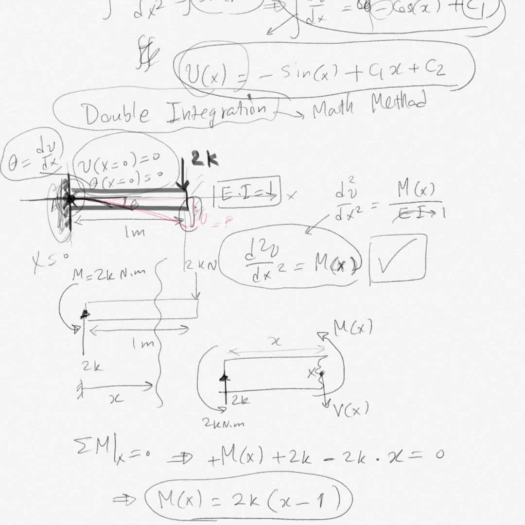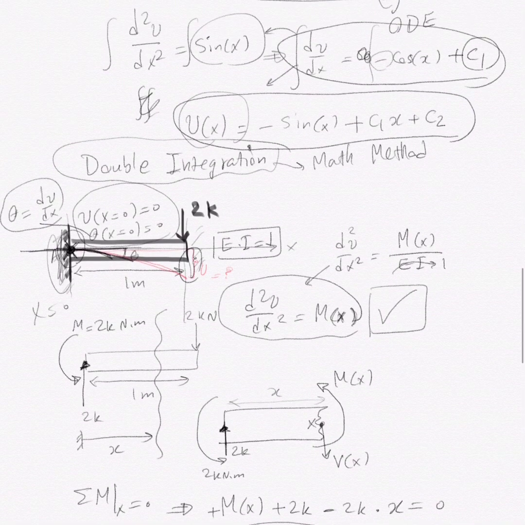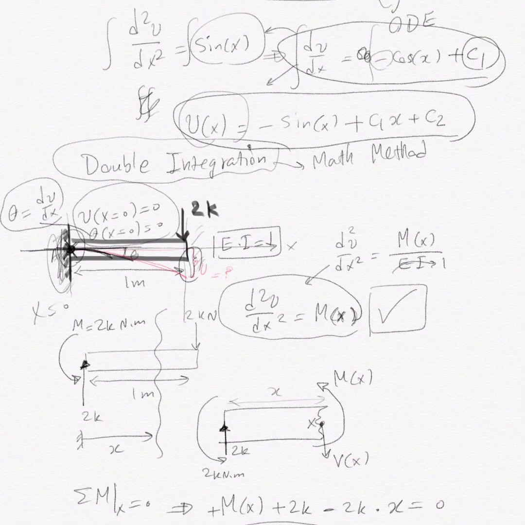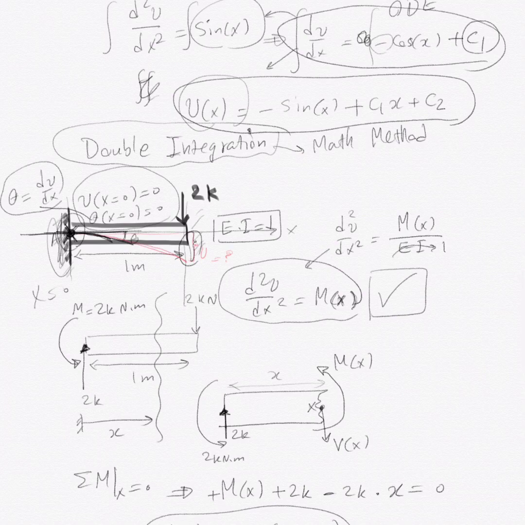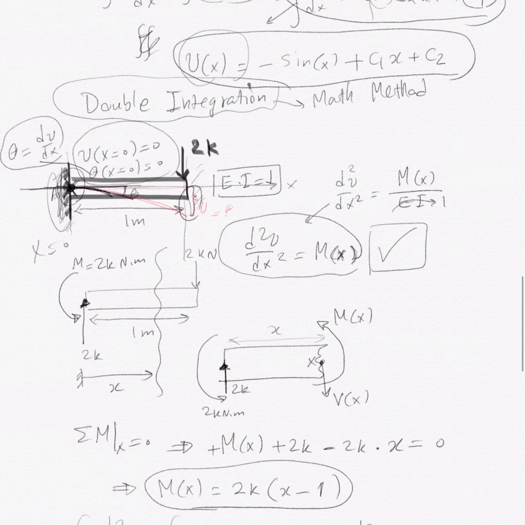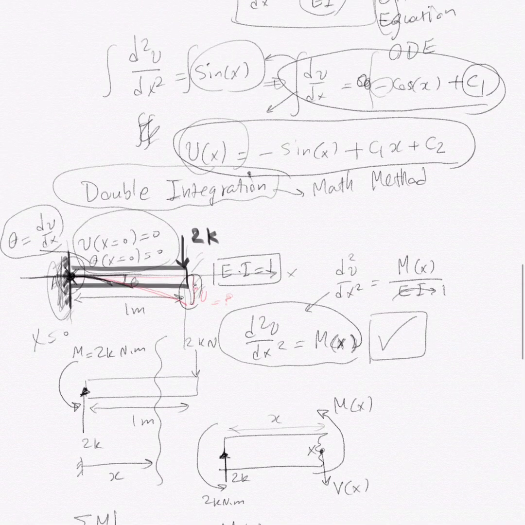In the previous video, we started working on a problem of beam deflection. In particular, our case has this configuration right here. It's one sided engaged in the wall. On the other side of the beam, you have a 2 kilonewton force, the length of the beam is 1 meter, and EI is equal to 1. And we worked on this problem using the method they call double integration.